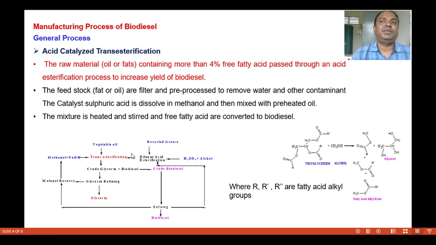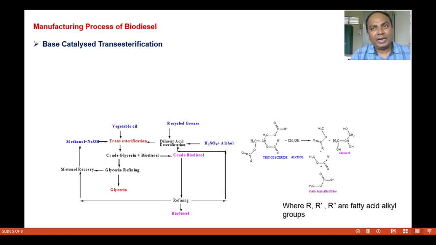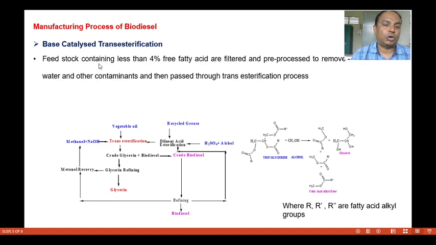So acid esterification is done when the fats or oil as a raw material contains more than 4% free fatty acid. Next one is the base catalyzed trans-esterification. The first one we have seen is the acid catalyzed trans-esterification, and another process is base catalyzed trans-esterification, in which if the feedstock, that is the raw material, contains less than 4% fatty acid, then base catalyzed trans-esterification is done on it.